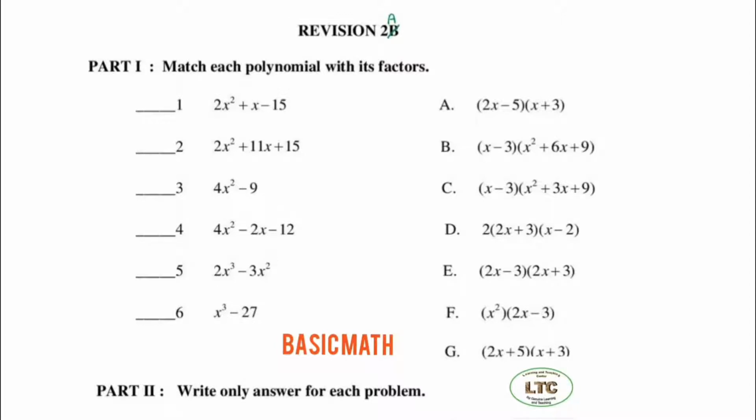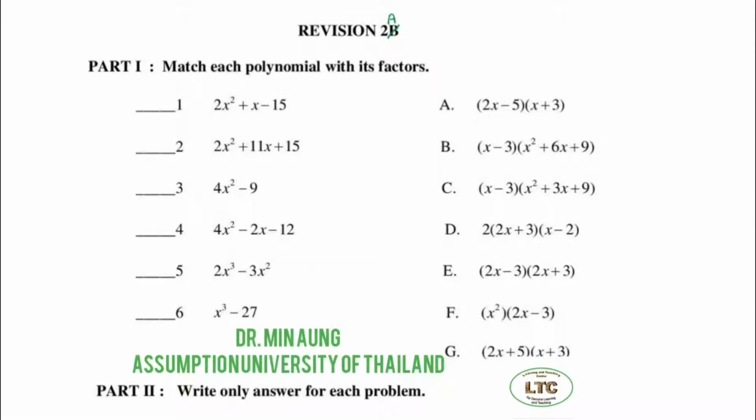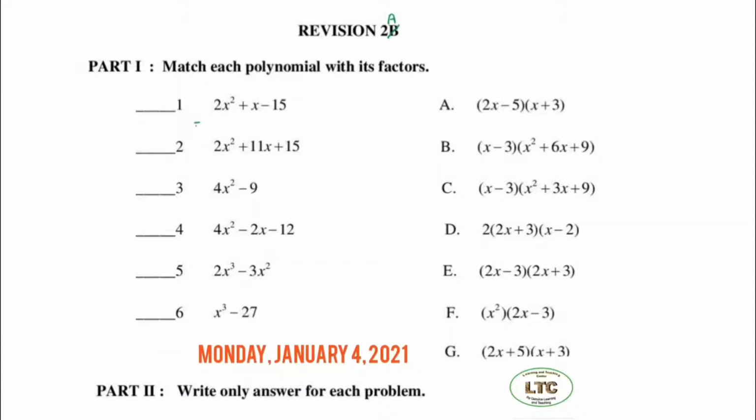Part 1. Match each polynomial with its factors. Factorize the trinomial. Trial and error, guess and check. Factorize the square term 2x squared into x and 2x.